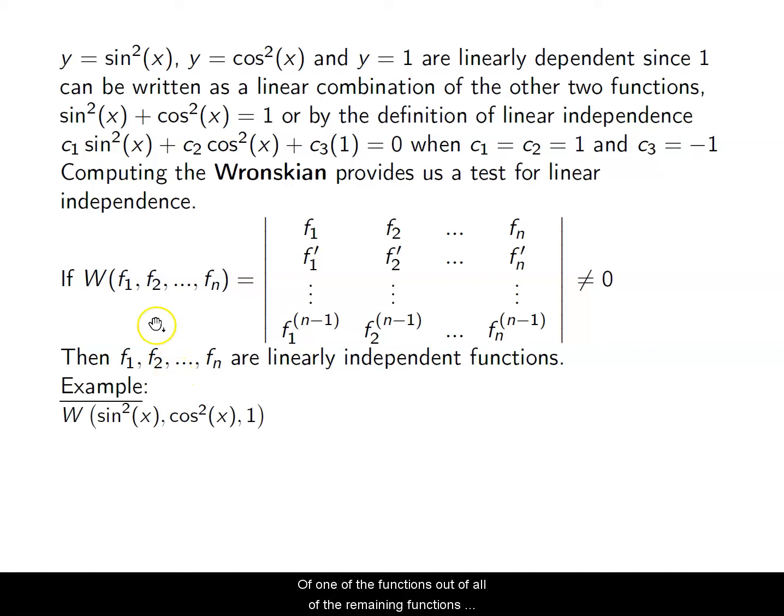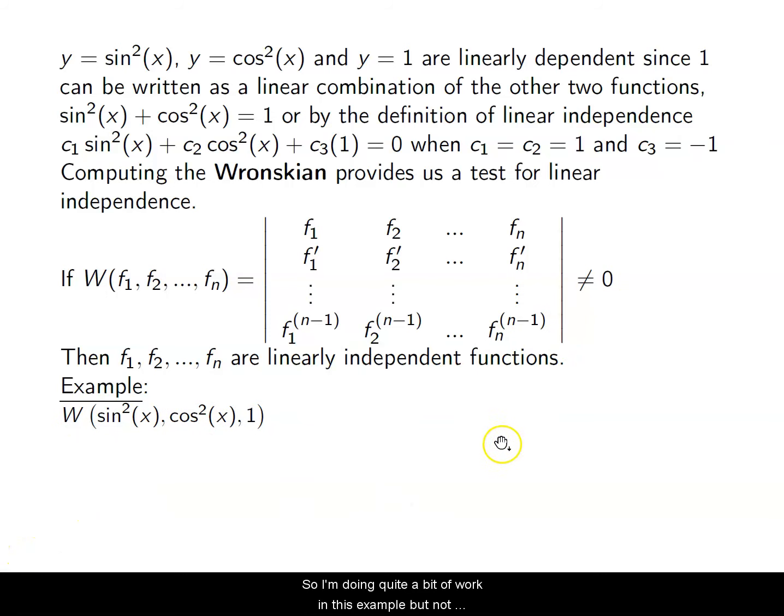So let's do an example. Let's do our previous example, because we already know that these are linearly dependent, which means that my Wronskian should be 0 or non-zero. You guessed it. It should be 0, okay? If the Wronskian comes out to be 0, they're linearly dependent, okay?